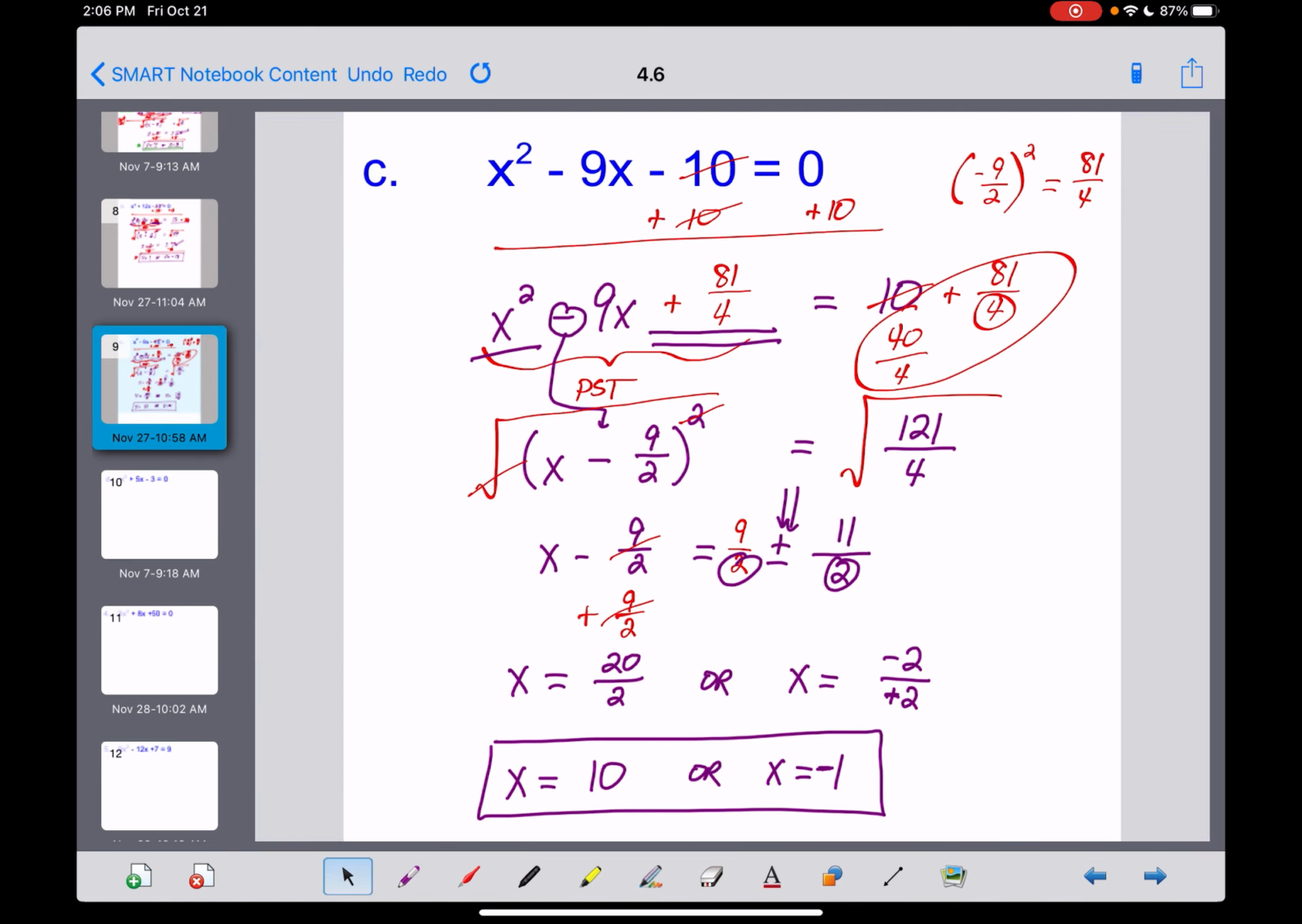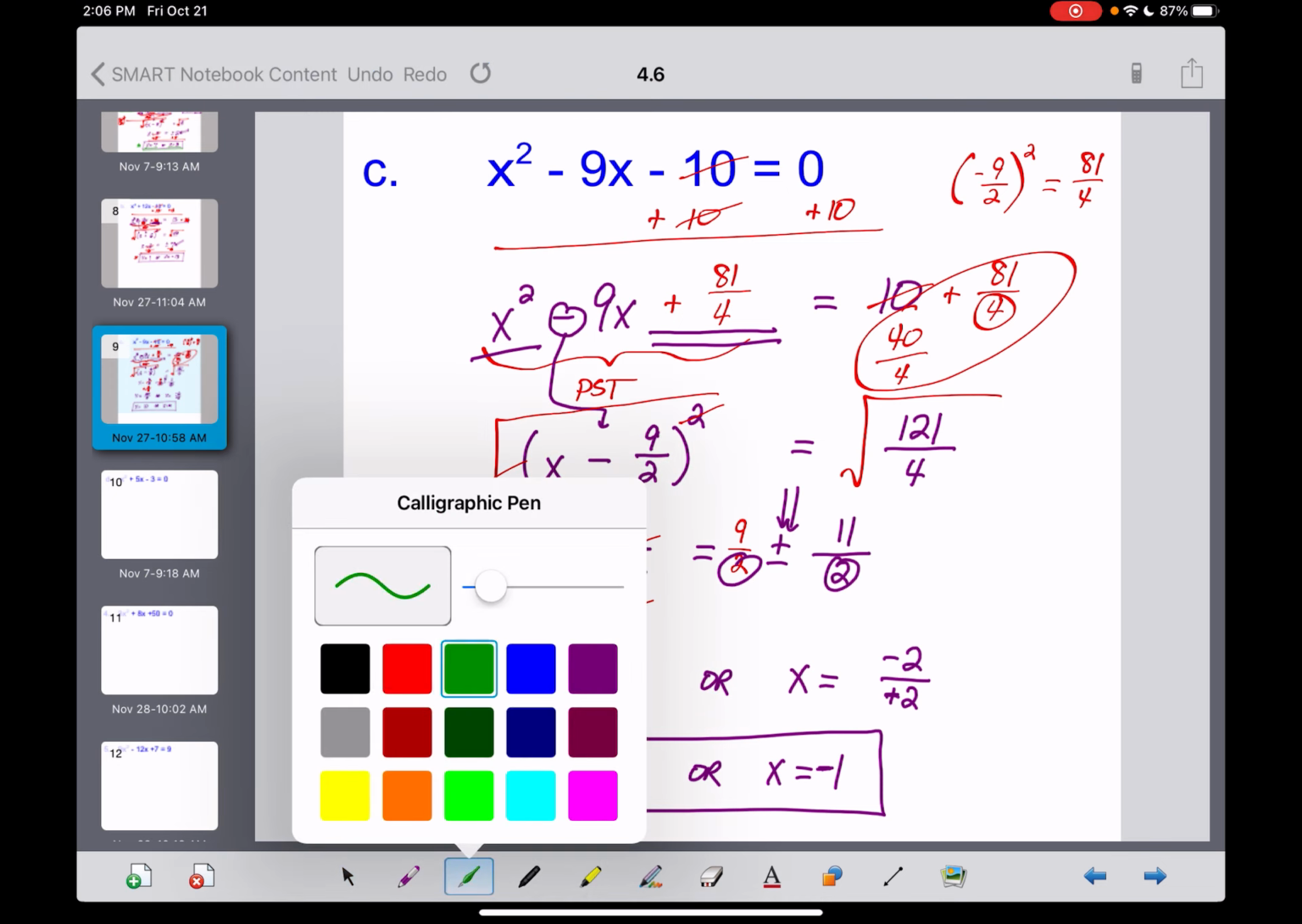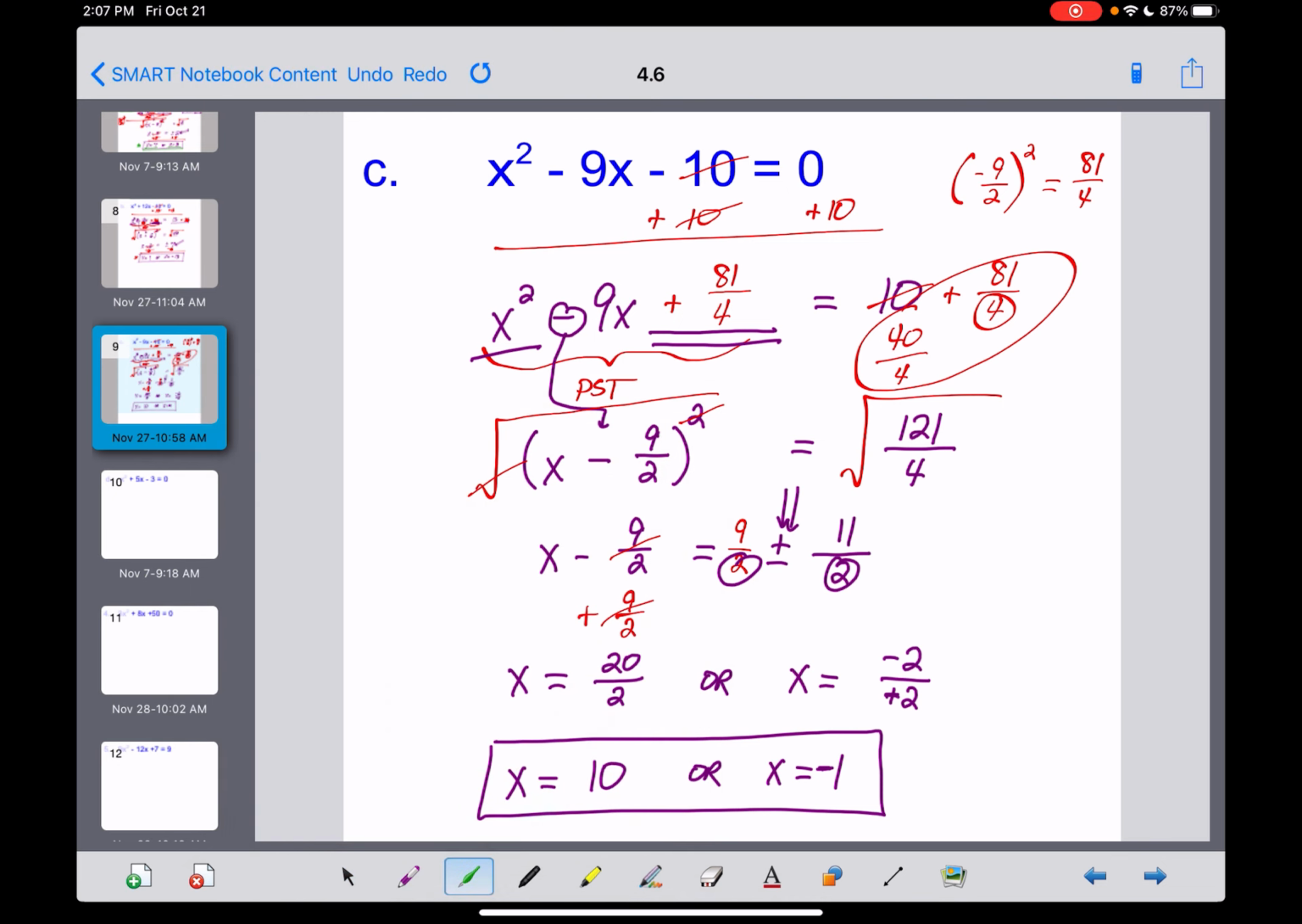And since I almost goofed that up, I should probably check this to make sure I'm right. Let me put the 10 in first. 10 squared is going to be 100 minus 9 times 10 is 90. Minus 10. 100 minus 90 is 10. 10 minus 10 is 0, so that one checks out. How about negative 1 now? Negative 1 squared is 1. Minus 9 times negative 1 is plus 9, and then a minus 10 at the end. That's 10 minus 10. That's 0 as well, so that negative 1 checks out also.